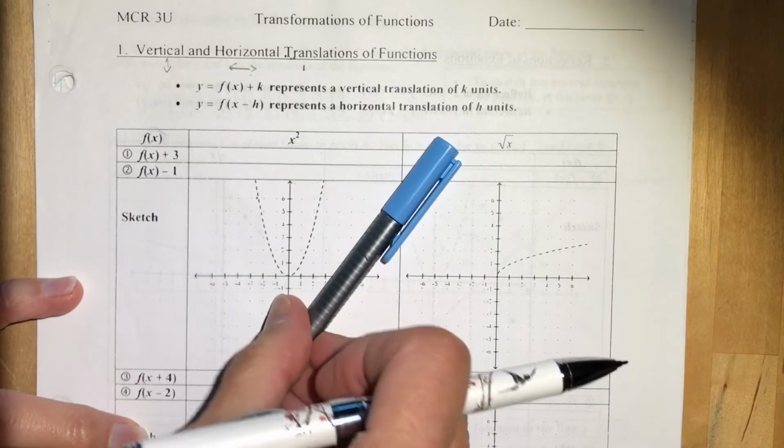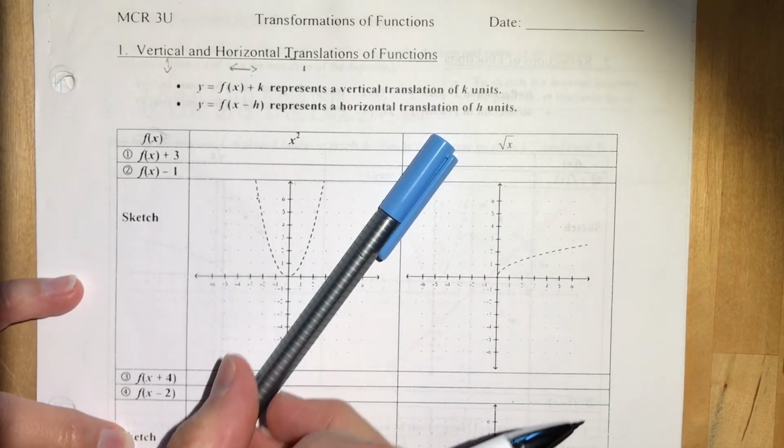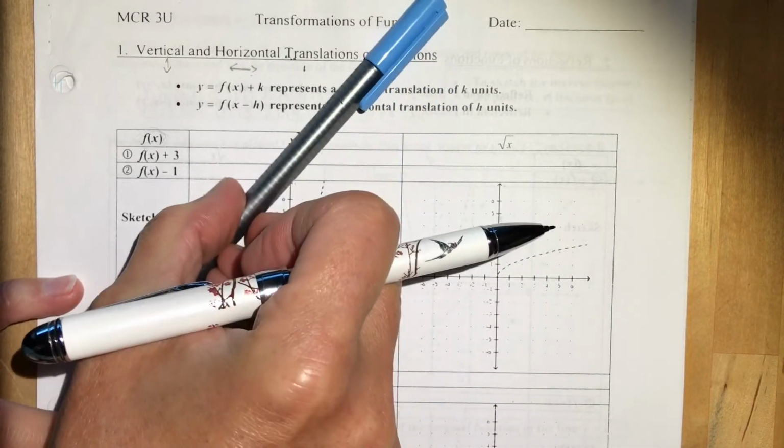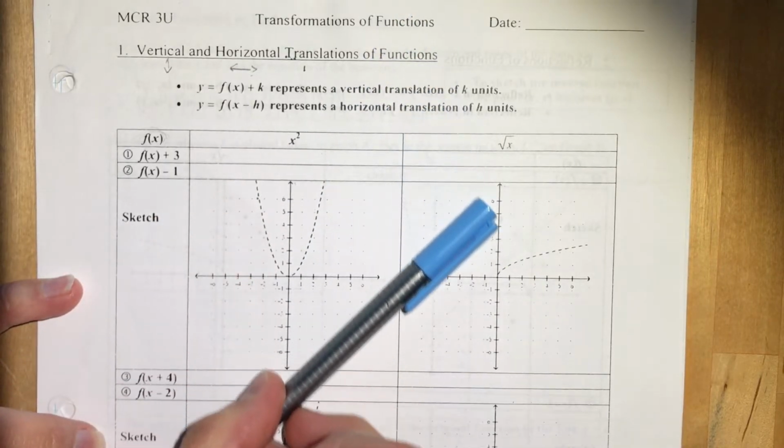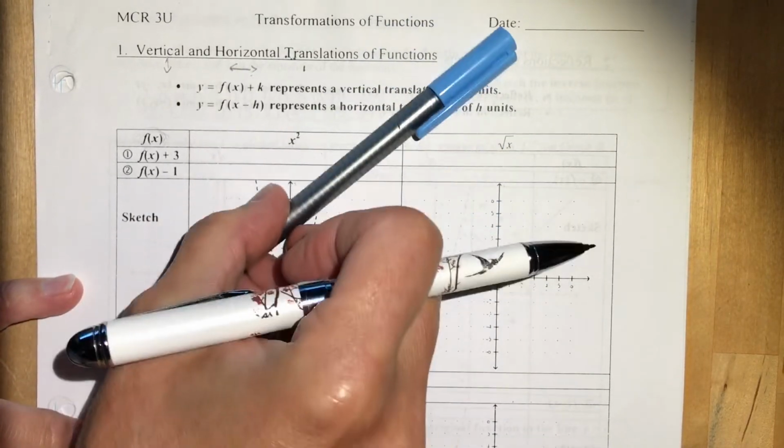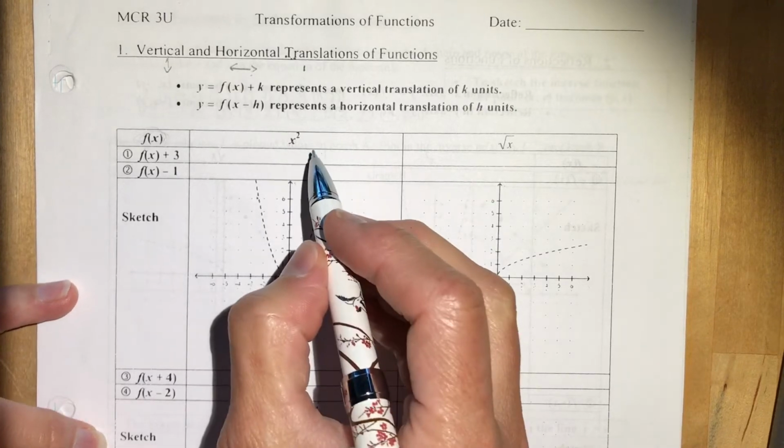Even if it was a pen, I want you to take this pen and I want you to shift it up K units. So you move it up. I want you to move it down. So you move it down. So you see, it's just a movement, vertical, up and down.